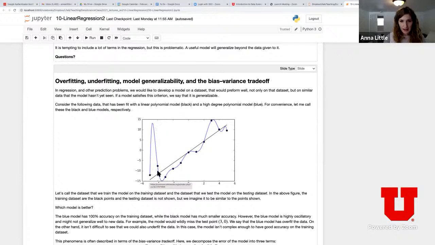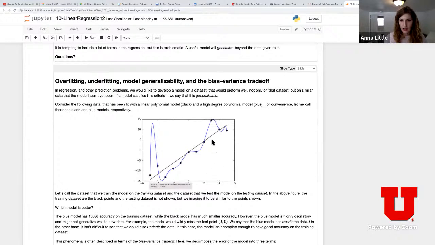We could do that, and we could perfectly fit a higher order polynomial that goes through all of these points. Okay, so on this data set, the blue model and the black model respectively, the blue model fits perfectly. You would have zero error, right? You would have a perfect R-squared.